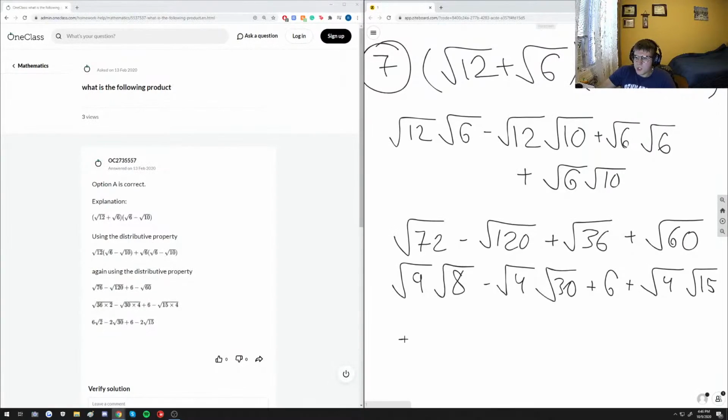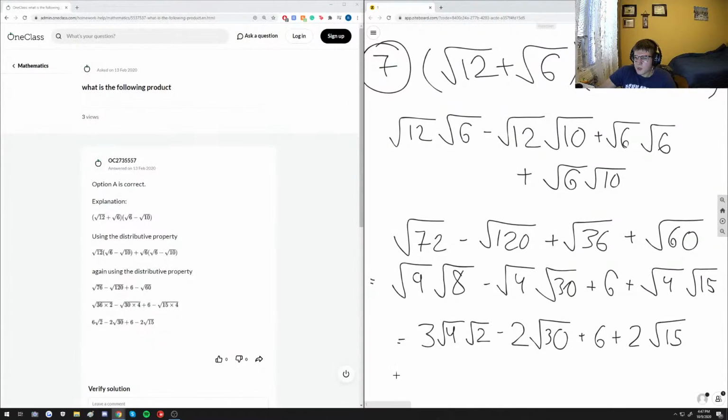So after this first step here, the square root of 9 simplifies to 3, square root of 8, and just to save another step, let's see if the square root of 8 can be simplified further. I know it can be. It could be broken up into the square root of 4 times the square root of 2, where 4 is our perfect square. And then we're going to get minus 2, and looking at this square root of 30, there's not much we can do with it to actually decompose it because none of its factors are perfect squares. So then plus 6 plus square root of 4 is 2 square root of 15.